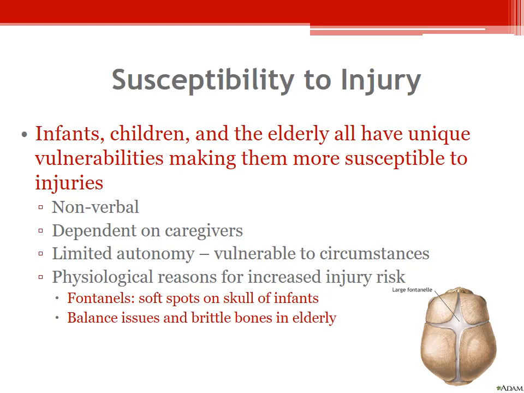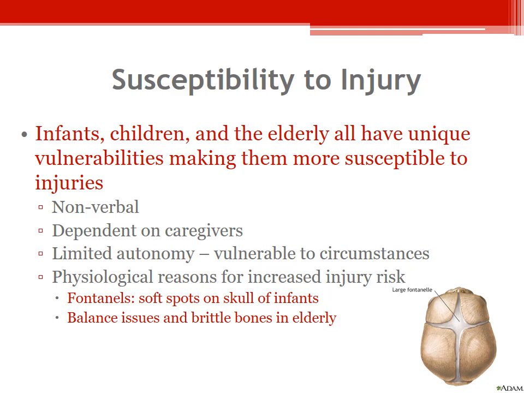To start, we need to acknowledge some of the reasons why infants, children, and the elderly have unique vulnerabilities that make them more susceptible to injuries when compared to the non-elderly adult population. First of all, and this is certainly the case with infants and very young children, but also the case in elderly people that have maybe had a debilitating stroke or who have dementia, is that sometimes these populations are nonverbal. They don't have the ability to express when something distressing is happening to them.